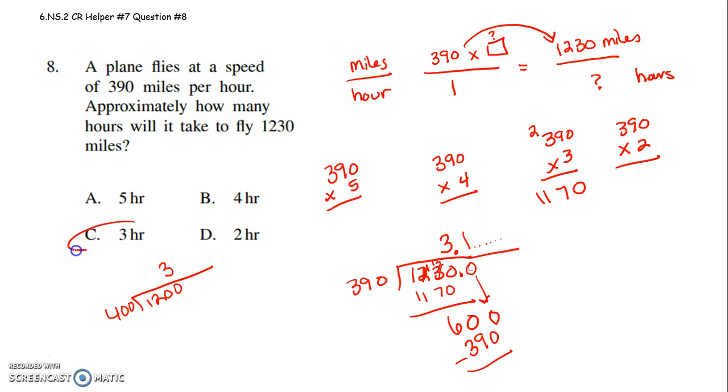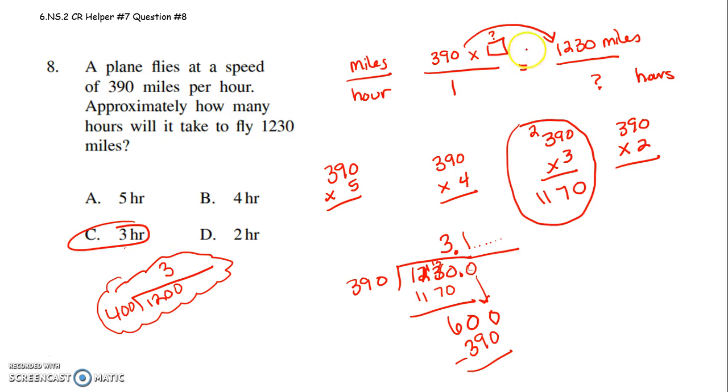So about 3 hours for estimating. And this would really be how I would estimate it. I would say 1230 is about 1200. 390 is about 400. And I divide that out to see that it was about 3 hours. But you can absolutely guess and check, or you could set up a ratio. All right, I hope that helps.